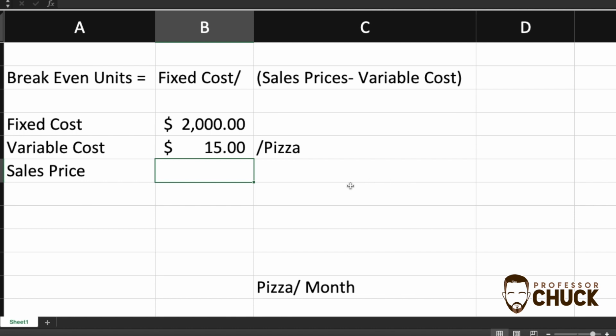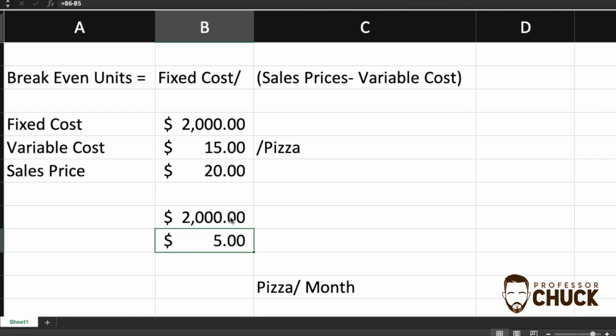The last element within this equation is my sales price. If I'm selling my pizzas for $20, that means I take my sales price minus my variable costs. And those of you who've been keeping up with me, that's $20 minus my $15. I have $5 now in the denominator. This is important. That means every pizza I sell, I'm contributing $5 towards covering my fixed costs.